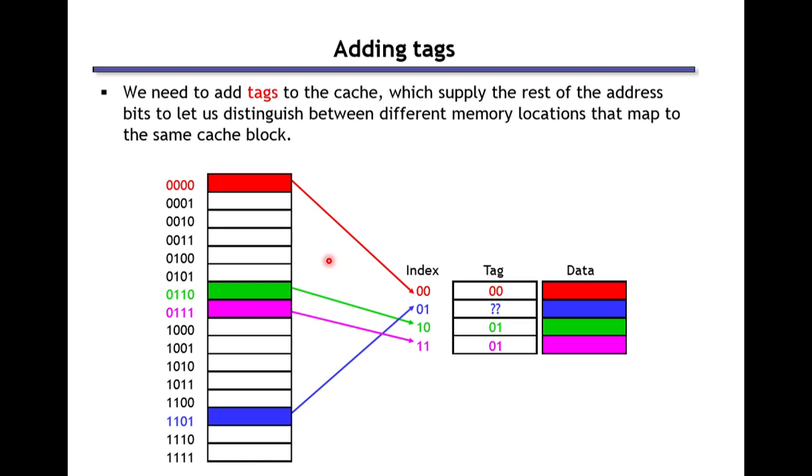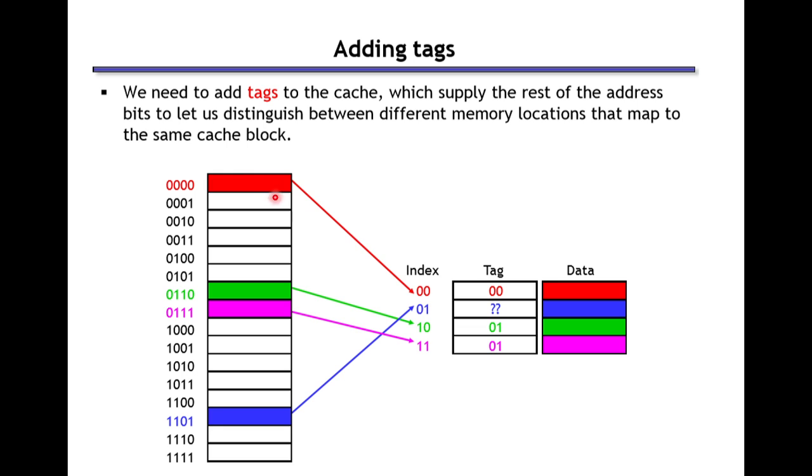For that purpose we need to add tags to the cache. So we are adding a tag to the cache, which supplies the rest of the address bits to let us distinguish between different memory locations that map to the same cache block.